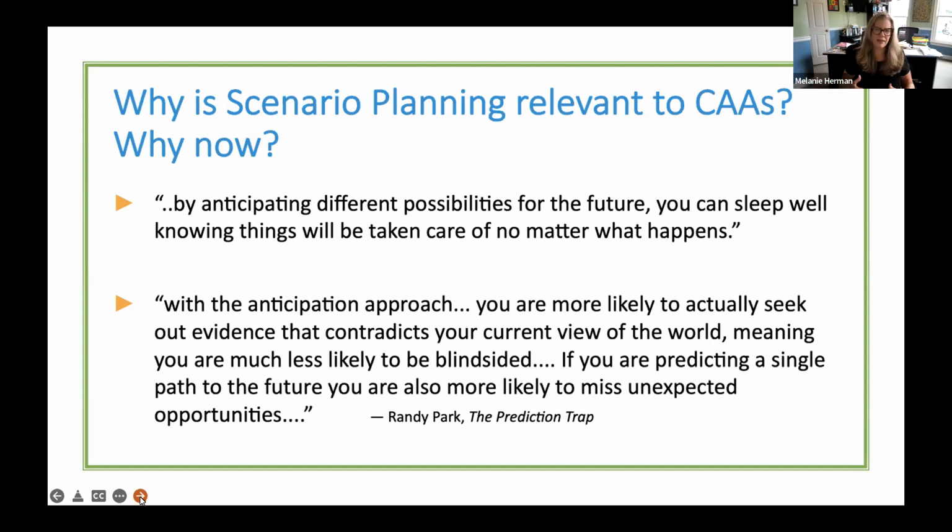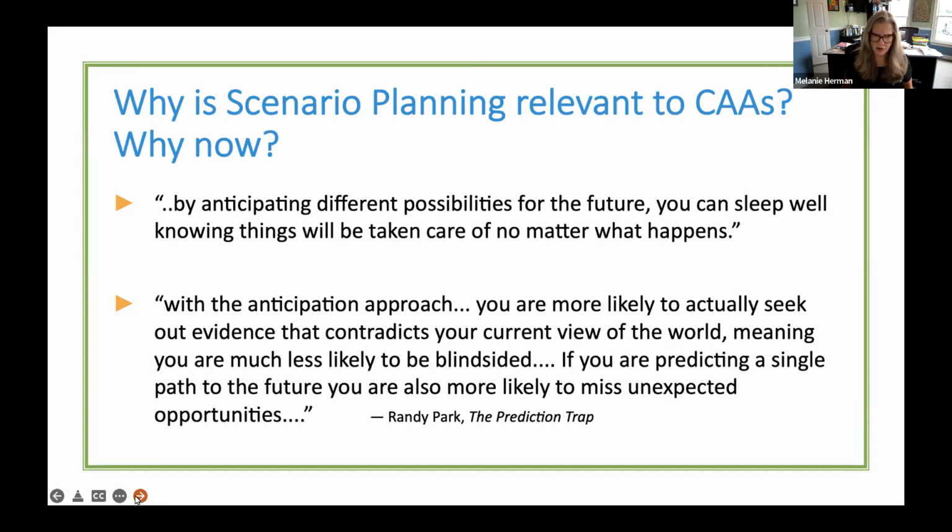And he calls this the anticipation approach. He says that when we use an anticipation approach rather than a forecasting approach, we're more likely to seek out evidence that is contradictory to our current view of the world, and as a result, we're less likely to be blindsided. If we're trying to predict a single future and we only have one vision in mind, there's a very good chance we're going to be way off course. We're going to wind up somewhere else and be terribly surprised.